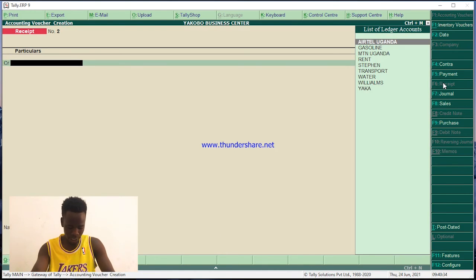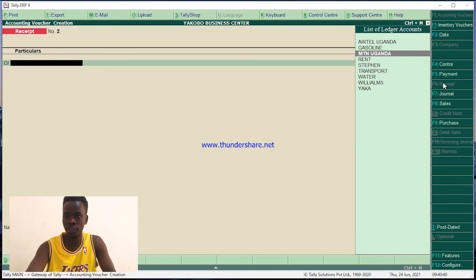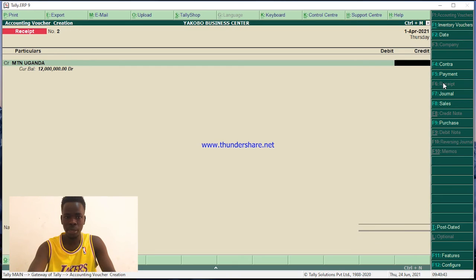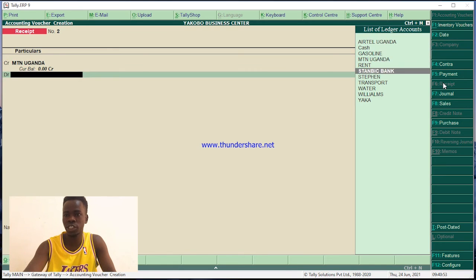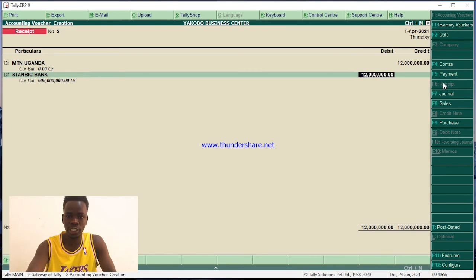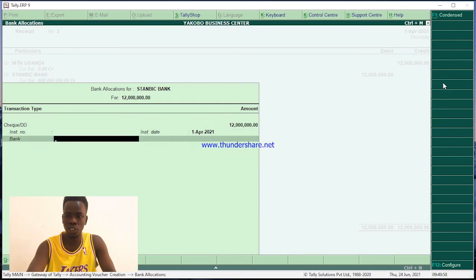The next one is MTN Uganda. It's paying us. So we are receiving a payment from MTN Uganda, the amount of 12 million. So we are paying into our bank account, that's in Stanbic Bank. So we're going to accept the transaction.